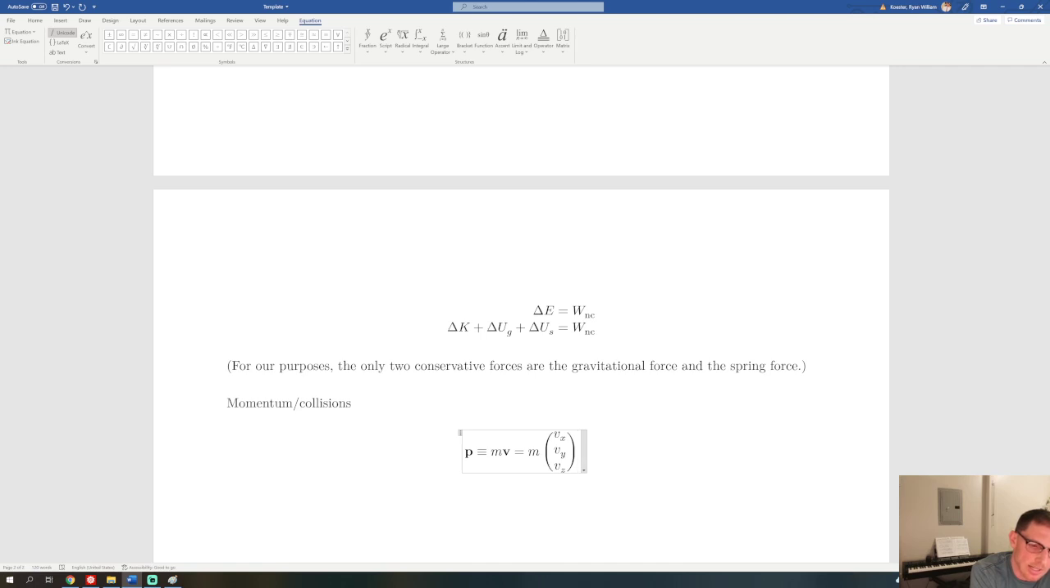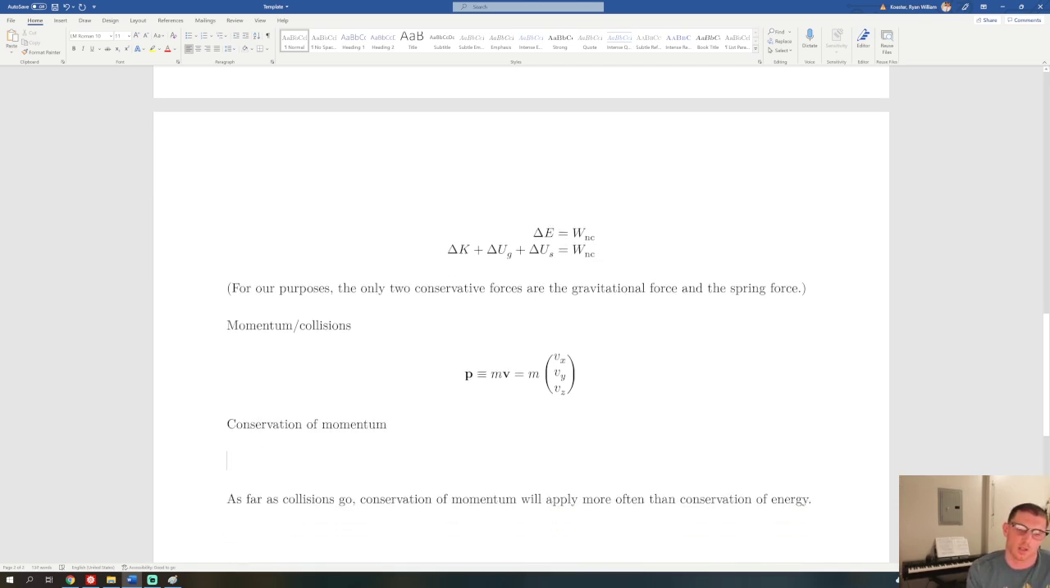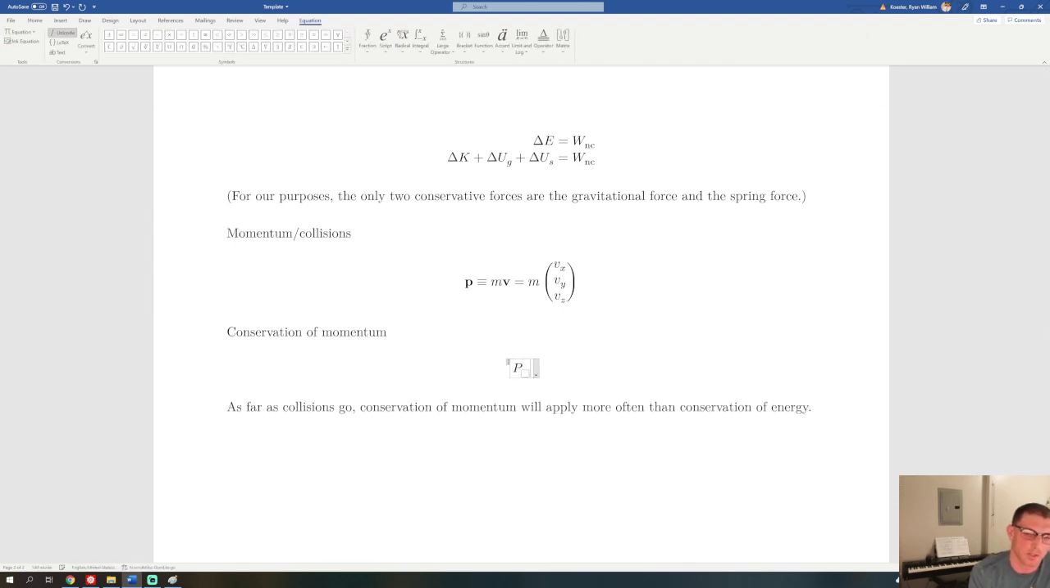Now I would say that as far as collisions go, conservation of momentum will apply more often than conservation of energy. And what do I mean by conservation of momentum? I mean just saying that the initial momentum equals the final momentum.